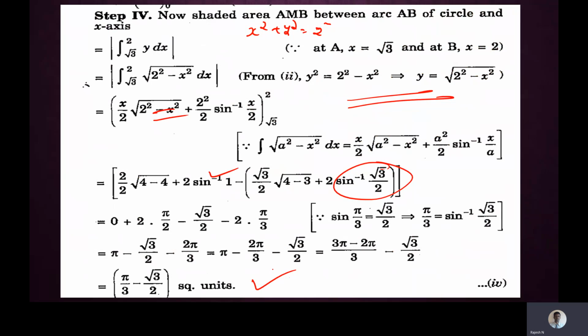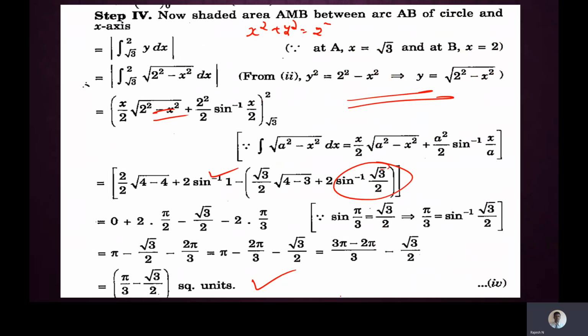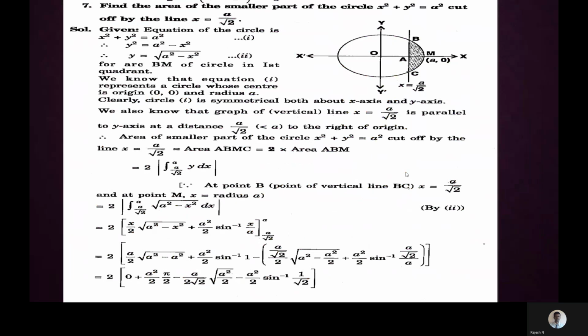So you have to find the total area. The first area you got was root 3 by 2. So the total area is root 3 by 2, the line area, plus pi by 3 minus root 3 by 2. The root 3 by 2 terms cancel, so the answer is pi by 3 square units.